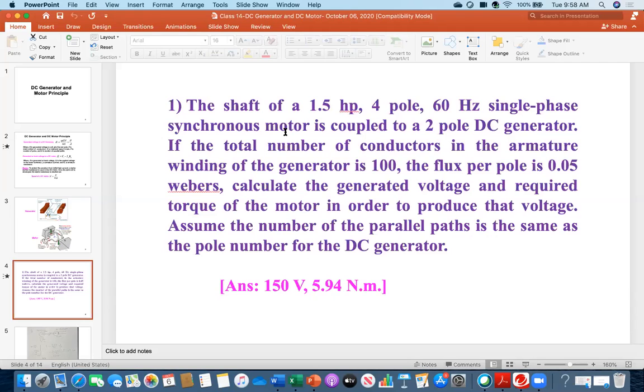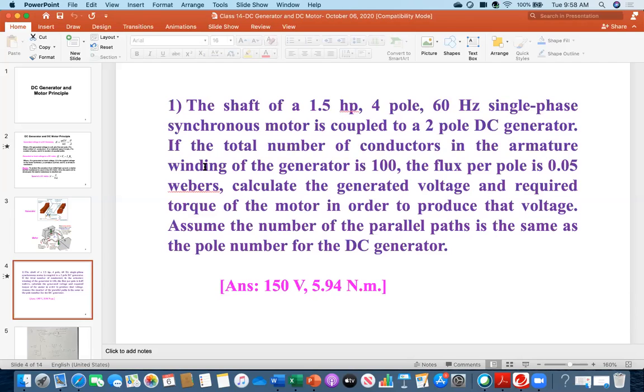This is the prime mover. We are not using any oil-based or gas-based or nuclear-based turbine. The synchronous motor is working as the prime mover. That is the meaning of the first sentence. So all those ratings, 1.5 horsepower, 4-pole, 60 hertz, are related to the synchronous motor, but the DC generator has 2 poles.